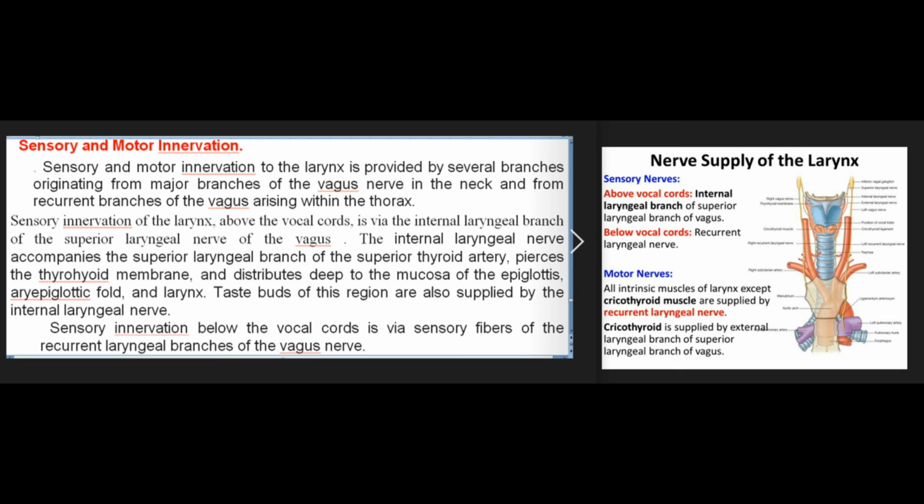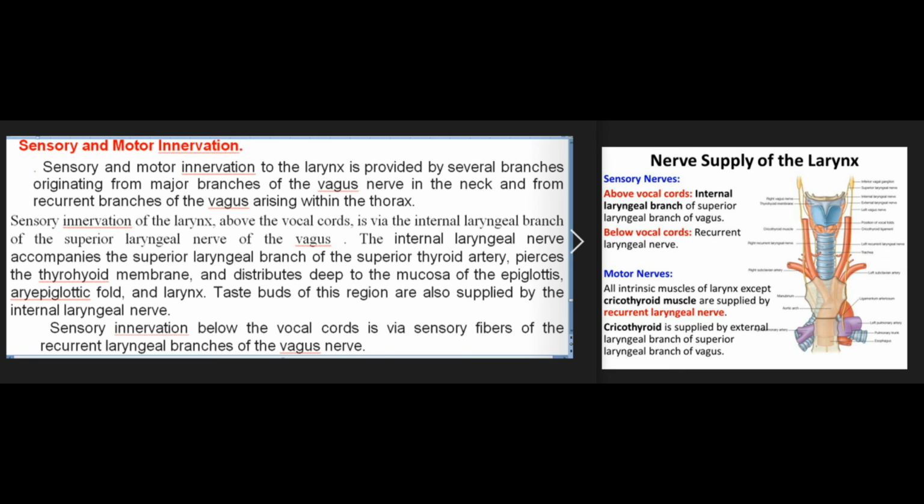Sensory innervation of the larynx, above the vocal cords, is via the internal laryngeal branch of the superior laryngeal nerve of the vagus. The internal laryngeal nerve accompanies the superior laryngeal branch of the superior thyroid artery, pierces the thyrohyoid membrane, and distributes deep to the mucosa of the epiglottis, aryepiglottic fold, and larynx. Taste buds of this region are also supplied by the internal laryngeal nerve.